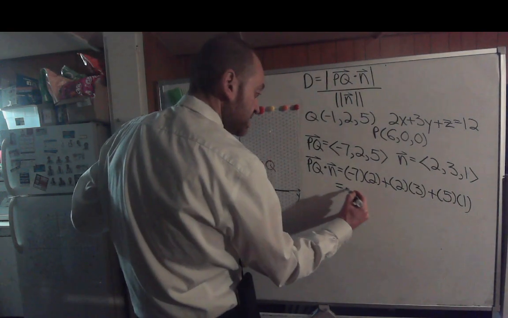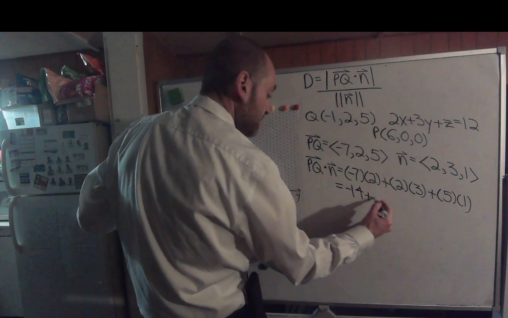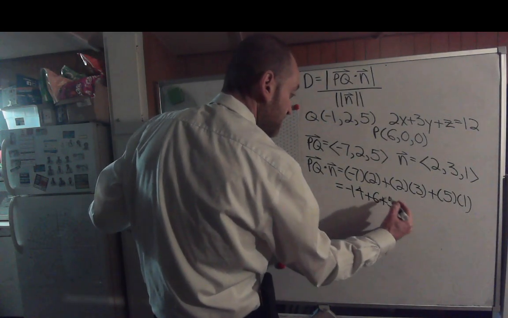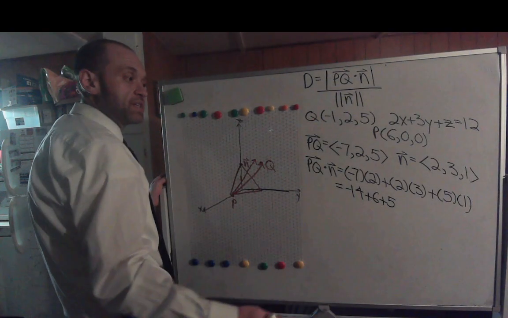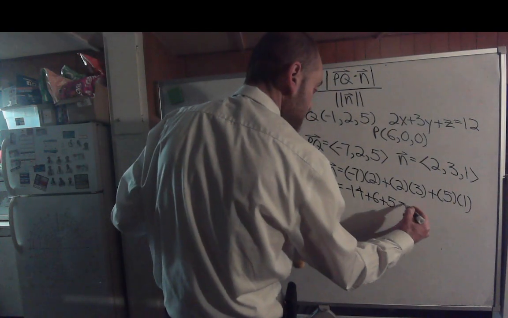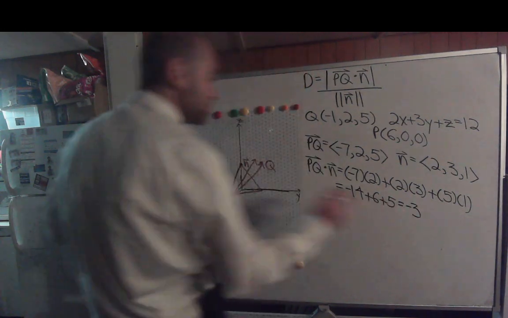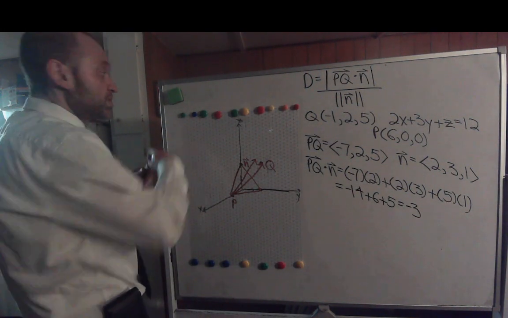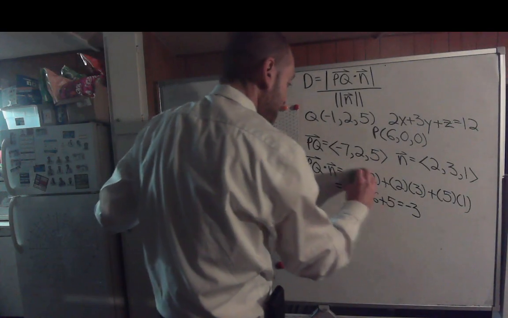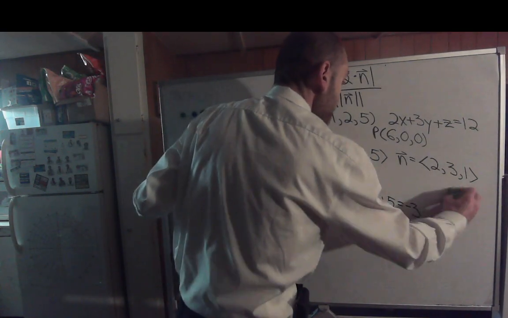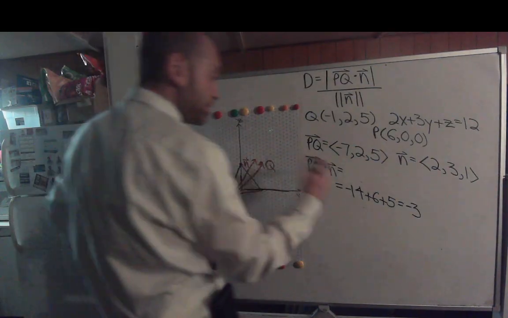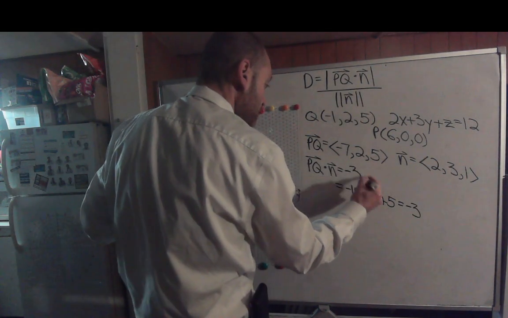Well, that's going to give you -14 plus 6 plus 5. All right, -14 plus 6, -8 plus 5 is -3. So the dot product of those two vectors is -3. So let me write that value up here.